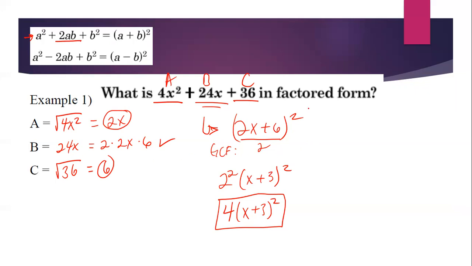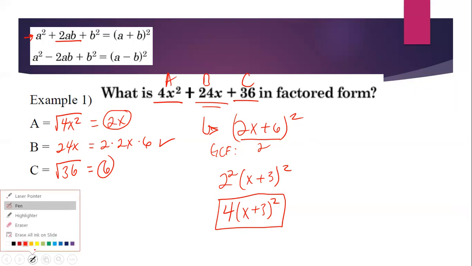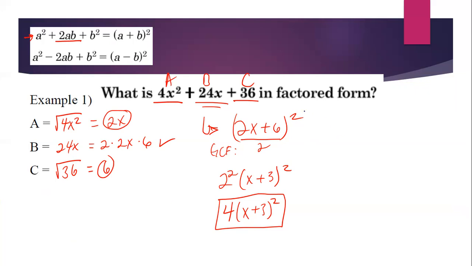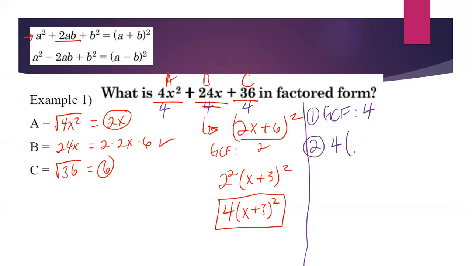All right, so this is the shortcut method. Now, following your notes from last week, we're going to do it the classic way. First thing you do is identify a GCF. Is there a GCF in the original? Yes, the GCF is 4. I can divide everything by 4. And the quotient that I'm left with is 4 times x squared plus 6x plus 9.